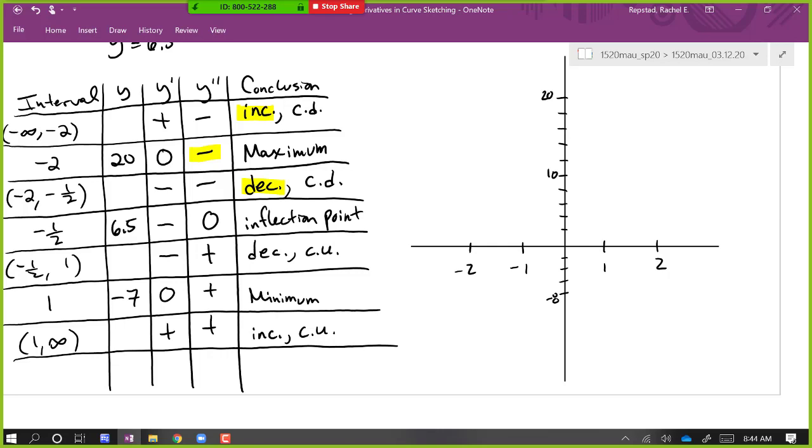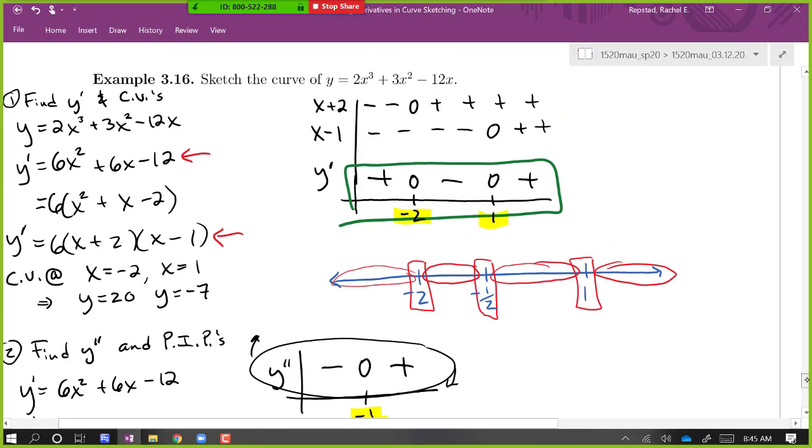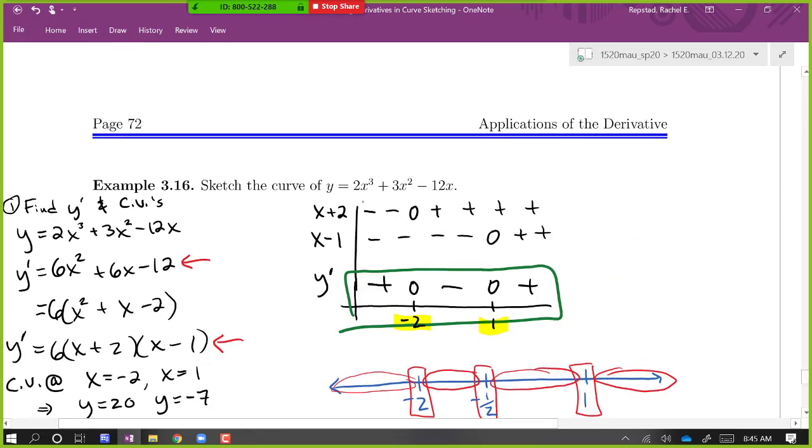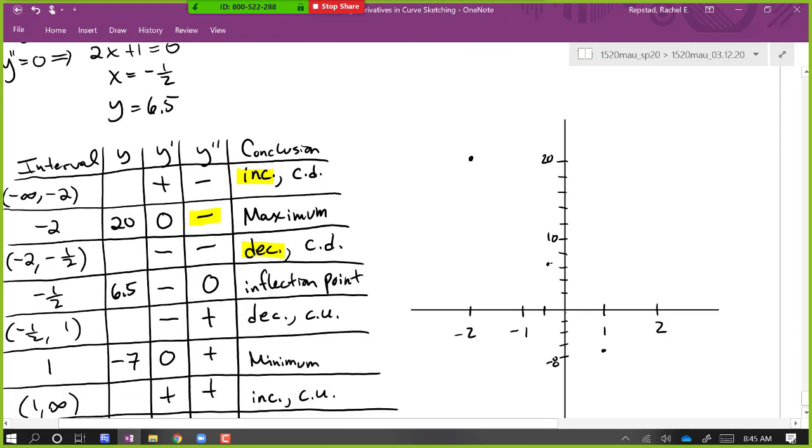The first thing we plot are our anchors, right? The actual points we know. So at -2, we're up here at 20. At -0.5, we're at 6.5. At 1, we're at -7. And then there's one other anchor we could get, which is, if you look at the function itself, I could plug in 0 and just get the y coordinate. If x equals 0, it gives you y equals 0, so I know it goes to the origin. And that's just an extra point that took me no work to get, so I may as well use it.